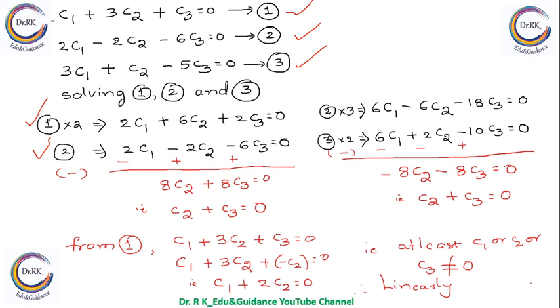So multiplying the first equation by 2 and subtracting, that means eliminating C1, we got an equation. Similarly from 2 and 3 we got an equation in C2, C3. So solving these two equations, luckily here we got one equation C2 plus C3 equal to 0. Right. So then C2 is minus C3, substituting this in any one of the equations, we'll get C1 plus 2C2 equal to 0.